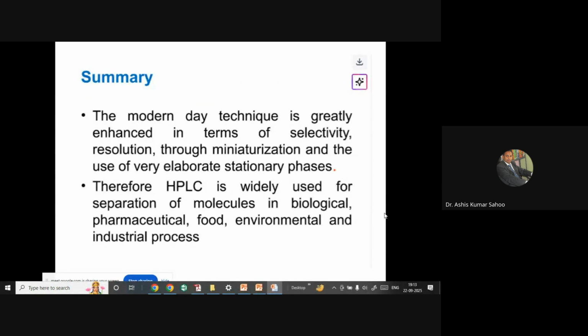Summary: the modern-day technique is greatly enhanced in terms of selectivity, resolution, miniaturization, and use of very elaborate systems. Therefore, SPLC is widely used for separation of molecules in biological, pharmaceutical, food, and environmental industries. So these are the different techniques for SPLC. What is SPLC? What are the different components working in SPLC? What is the application of it? So this is one advanced technique of chromatography.